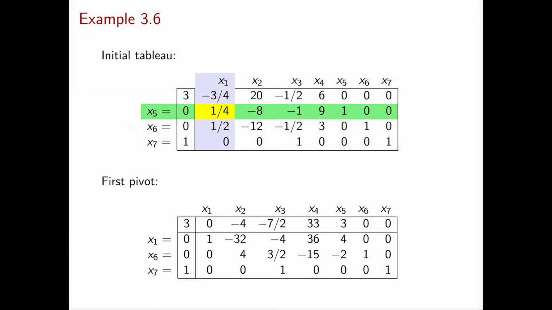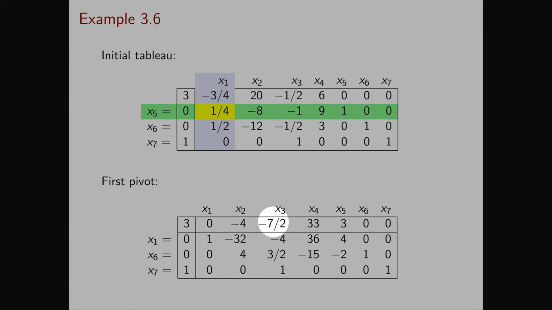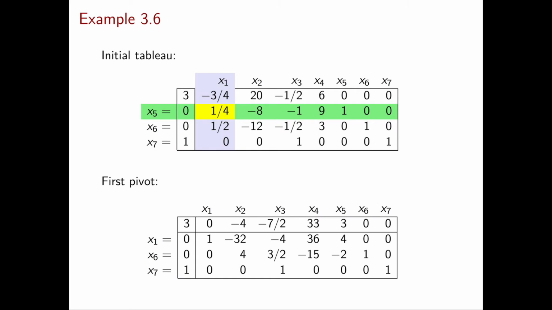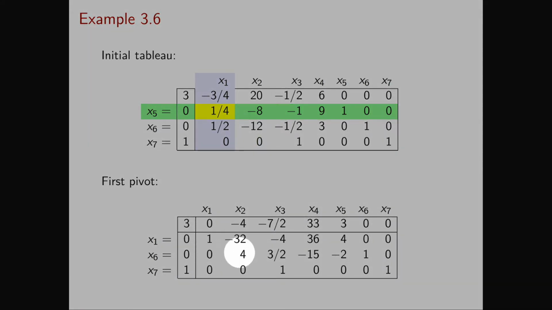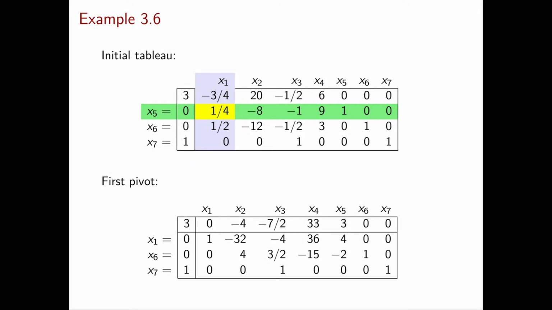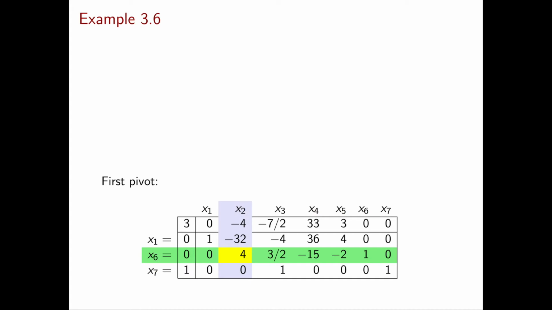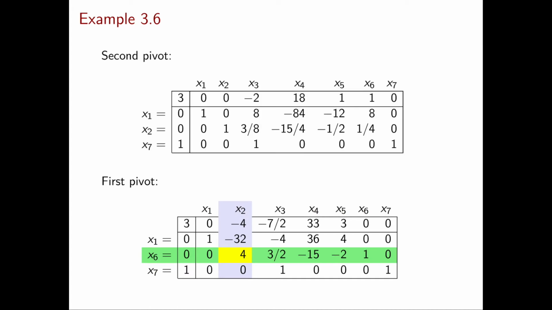So I have now selected my pivot column and my pivot row, and I can perform my first pivot. If you now perform the elementary row operations that transform the first column of the tableau into the first unit vector, you obtain the tableau below. Again, I have two negative reduced costs, -4 and -7/2. The smallest is -4, so x2 enters the basis. The ratios that I need to compute to determine theta star are 0 and 0. I have a tie between x6 and x7, and so I pick x6 to leave the basis.